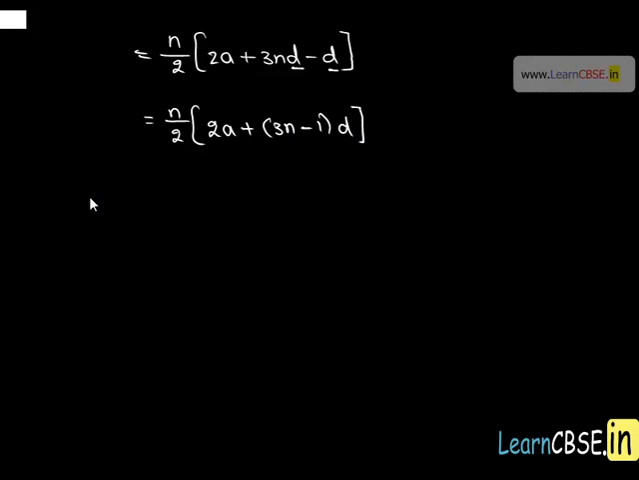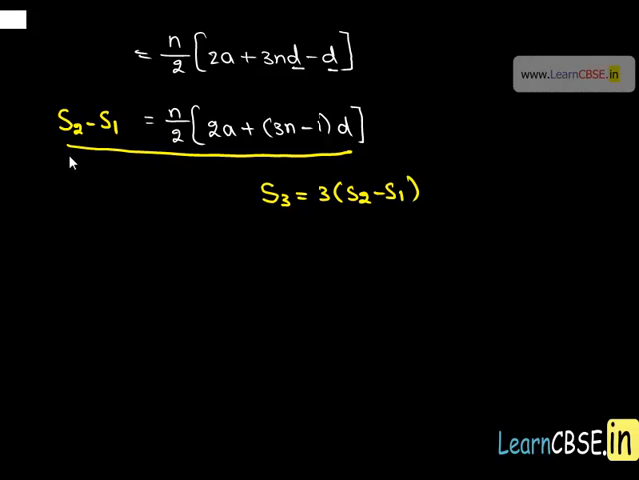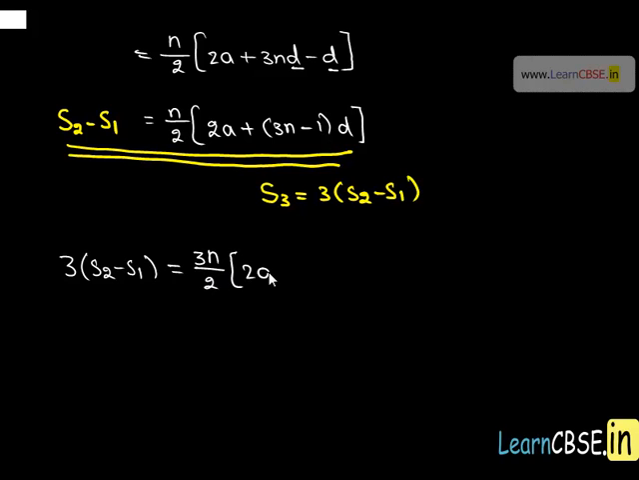What is this value? It is the difference S2 minus S1. What we have to prove? We have to prove S3 is equal to 3 times of S2 minus S1. We already have S2 minus S1. If we multiply this equation with 3, we get 3 times of S2 minus S1, which implies 3n upon 2 times 2a plus 3n minus 1 times d.